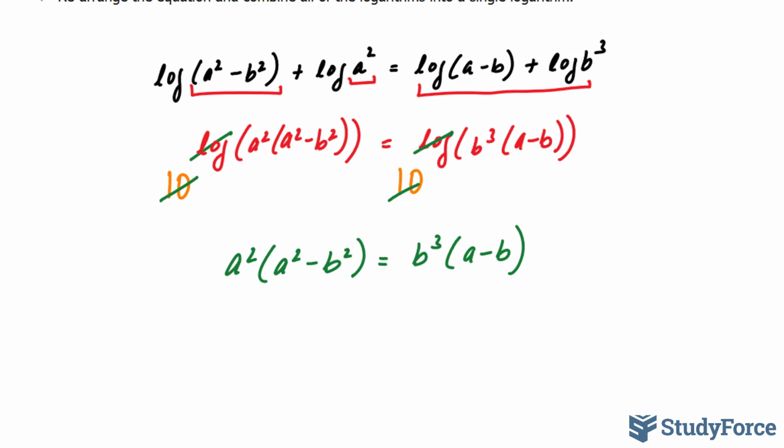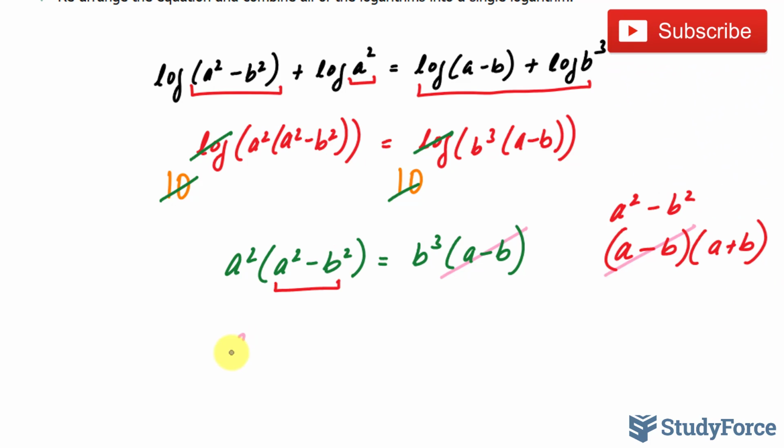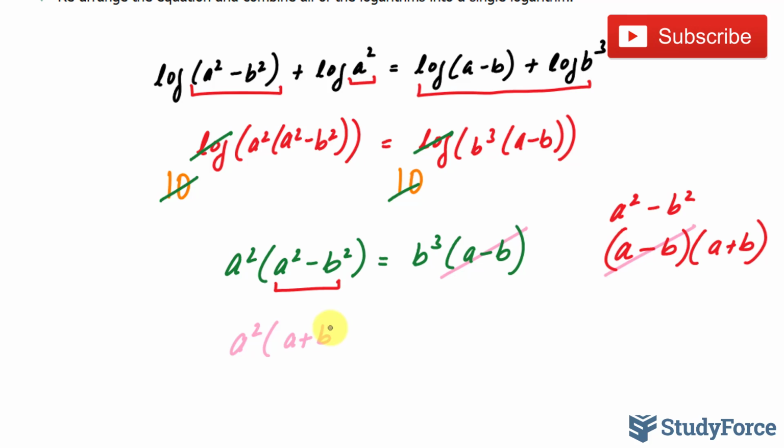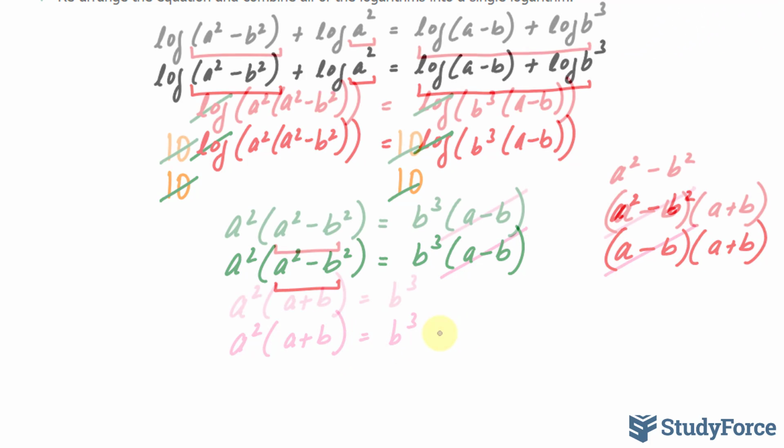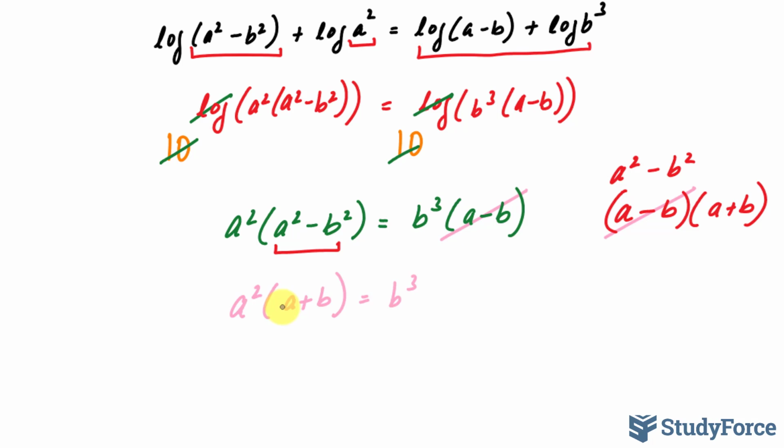But there's more to be done. In order to simplify this even further, this right here is a difference of squares. You have a squared minus b squared. Both of these terms are perfect squares and they're being subtracted. So you can break it down into a minus b and a plus b. So pretend that this was this expression. And if that's the case, you have a minus b on the right side and a minus b on the left side. Remember, pretend that this was here, leaving us with a squared times a plus b is equal to b cubed. And this equation right here is the simplest it can become.